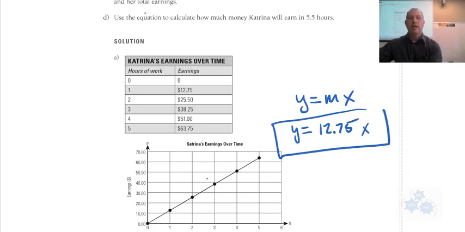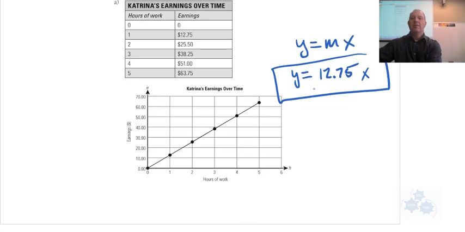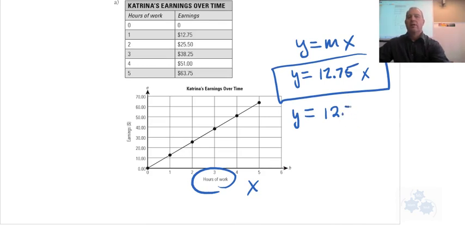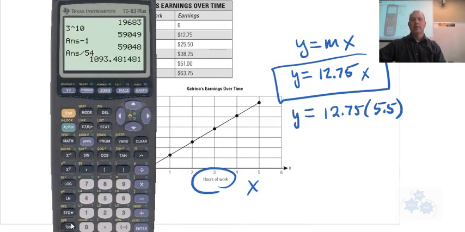So that's what this question says. How can we use the equation to find out how much Katrina will earn in 5.5 hours? Well, guess what? The hours is X, right? So Y is the amount of money earned. So let's just put in 5.5 for X. Just like that. That makes sense, doesn't it? So she works 5.5 hours at $12.75 per hour. You multiply the two together. And that one, I can't do that one in my head, so I'll get out my calculator for that one. So it's going to be $12.75 times 5.5.